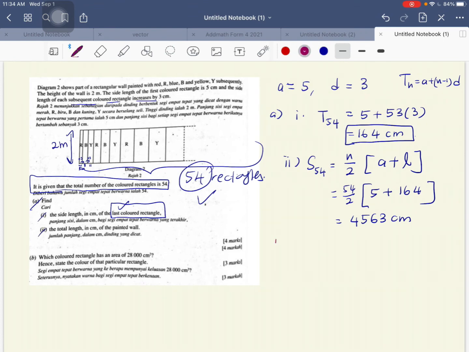And the last question is B. That brings you 3 marks. Which colored rectangle has an area of 28,000? Okay, just now we have our A to be 5 and our D to be 3. Now, because the question wants us to find the area of the particular rectangle, we have the first rectangle. The first rectangle is 2 meters by 5 cm. So we have to find the area of each rectangle, so we have to change to using only one unit. Because this is meters and cm, we can change it to 200 cm so that they have the same unit for the area.